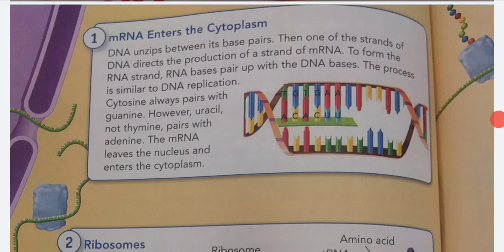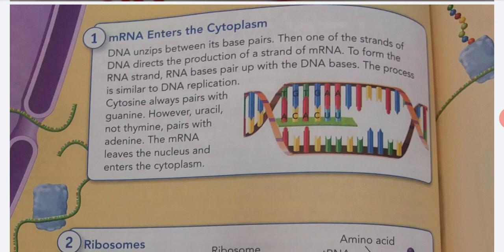mRNA enters the cytoplasm. DNA unzips between its base pairs. Then, one of the strands of DNA directs the production of a strand of mRNA. To form the RNA strand, RNA bases pair up with the DNA bases. The process is similar to DNA replication.